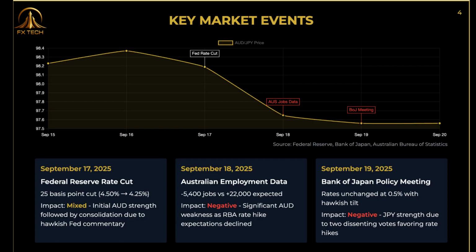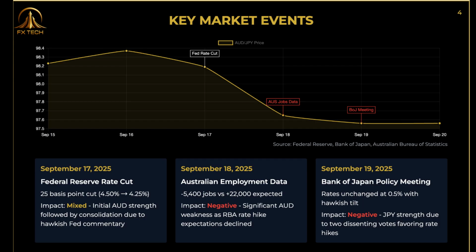3 major market events dominated the AUD/JPY landscape during the period of September 15th to 20th, each having a significant impact on the currency pair's performance. First, on September 17th, the Federal Reserve cut interest rates by 25 basis points, bringing the rate down from 4.50% to 4.25%. While this cut was widely anticipated by markets, the accompanying commentary from Fed Chair Powell was more hawkish than expected, suggesting fewer rate cuts in 2026.